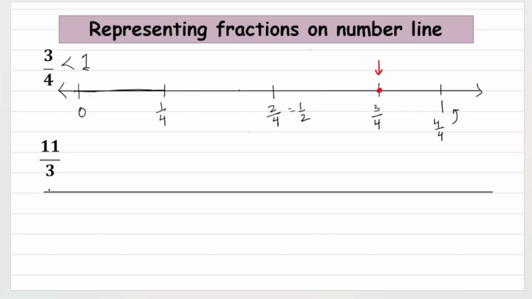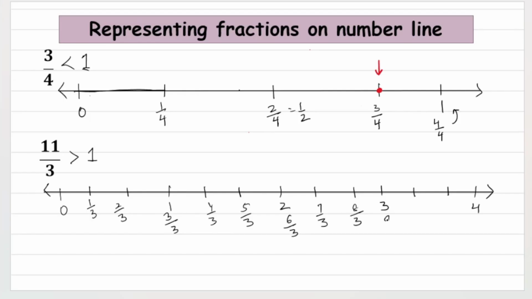Next one, 11 thirds, an improper fraction. It's going to be more than 1. So let's represent the benchmarks: 0, 1, 2, 3, and 4. Divide each whole into 3 equal parts. Where is 11 thirds? There is 11 thirds. So that represents 11 thirds on the number line.